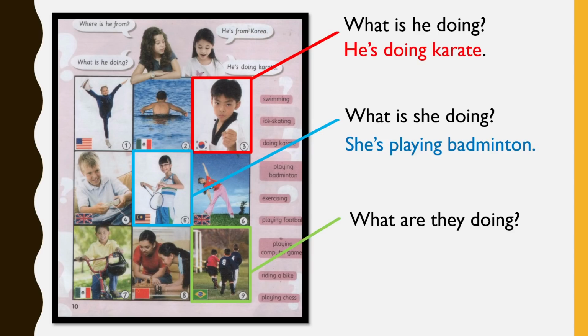Number 3. What are they doing? So the question should have they as well. If we look at the picture, the answer is playing football. So to answer it in the complete sentence, the answer should be they are playing football. Remember, you can use they are or they're. She is or she's. He is or he's. Just that in this lesson, I have mentioned earlier, I'm going to use a lot of contraction.